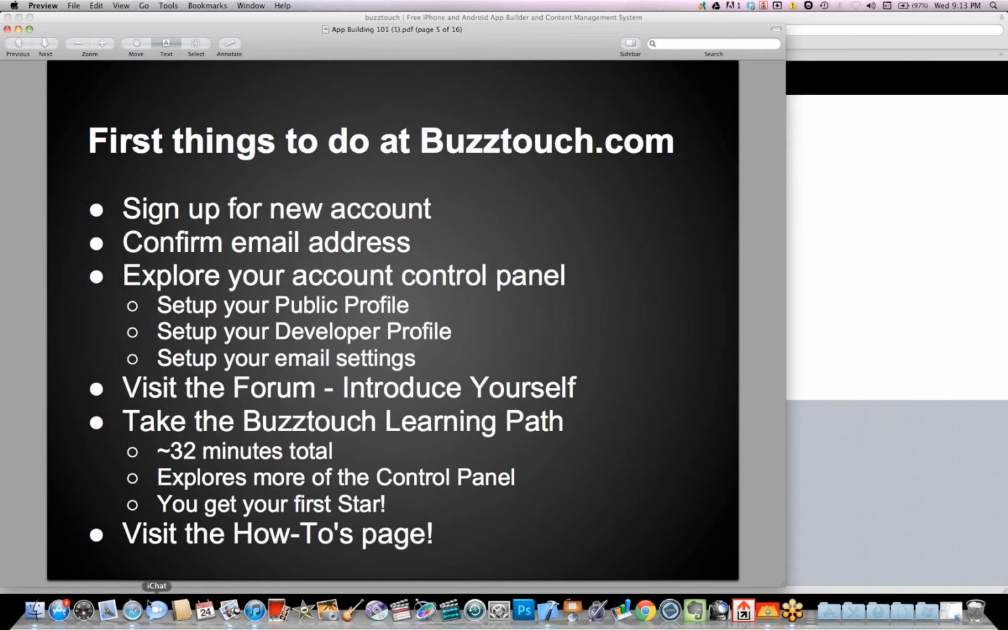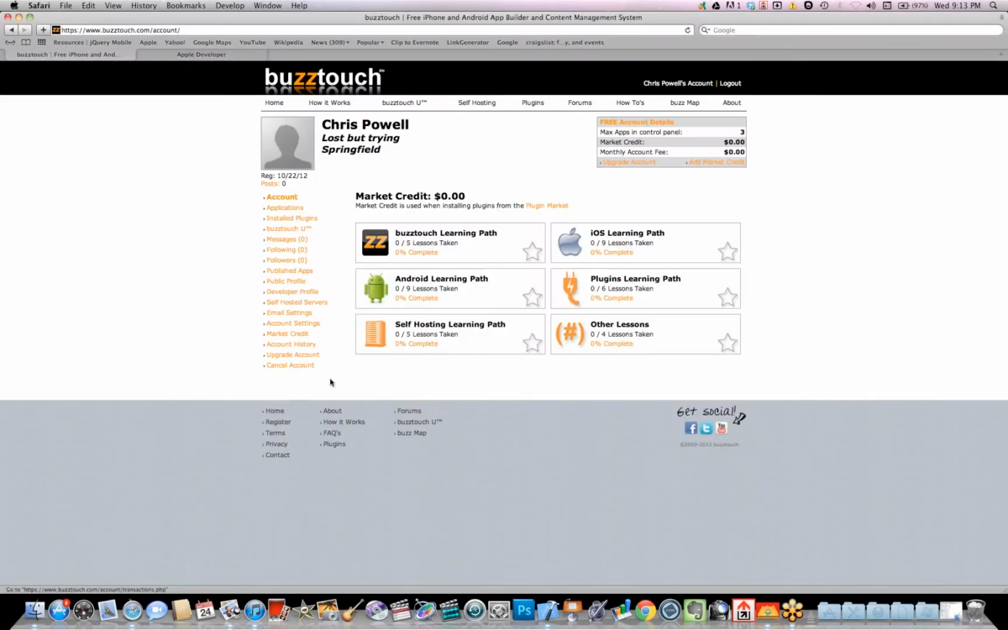So let's look real quick, just a brief overview of the different profiles and the email settings. This is, of course, the control panel, which can always be reached by clicking on your account up here. And this, of course, is all followed in the Buzztouch learning path also. And then here's your settings over here for the account. So I said the first one we're going to look at is the public profile.